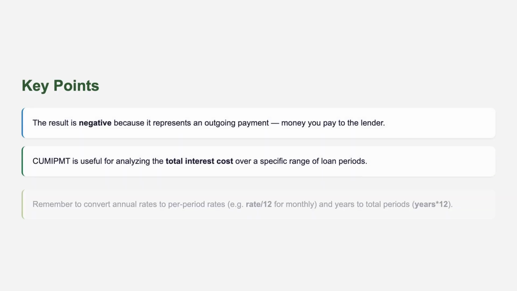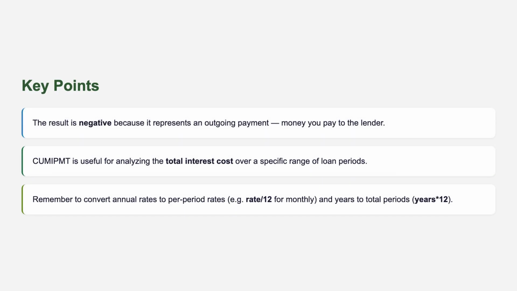Key points to remember. The result is negative because it represents an outgoing payment. CUMIPMT is useful for analyzing the total interest cost over specific loan periods. Remember to convert annual rates to per-period rates and years to total periods when working with monthly payments.